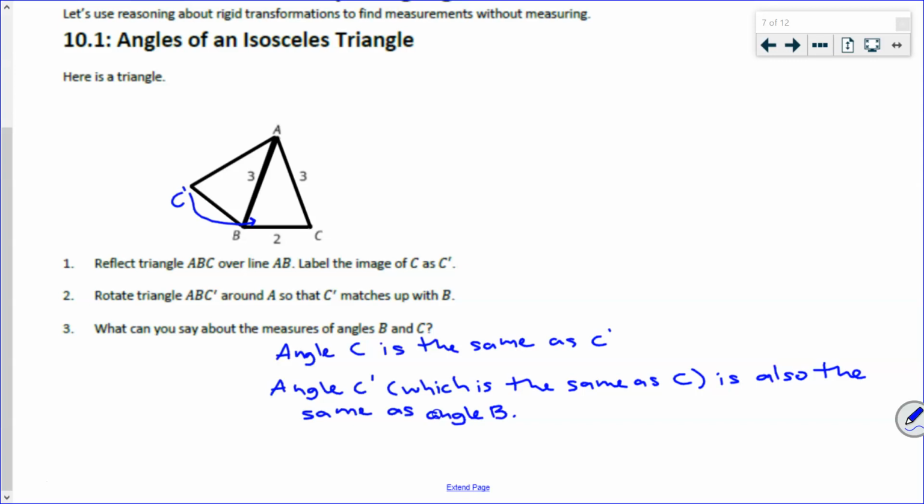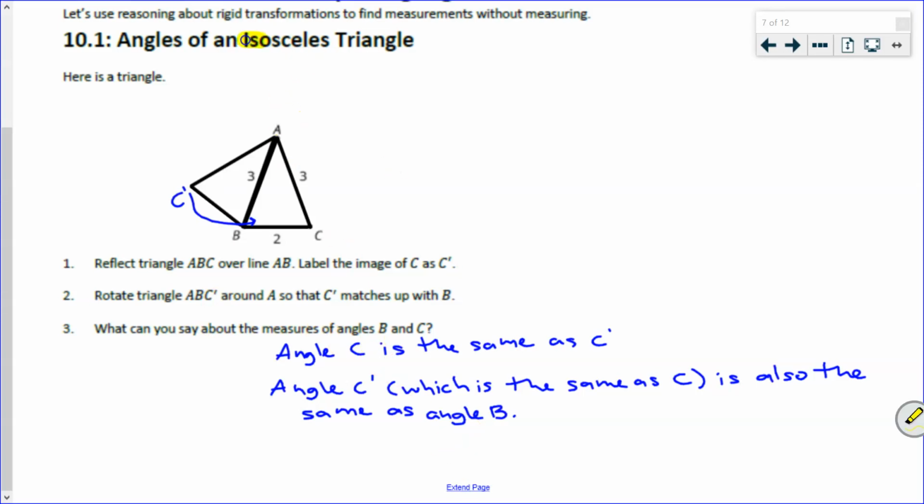So again, that kind of expresses and models what we're trying to show up here, finding measurements without actually measuring. I don't have to measure and use a protractor to know that C and B are the same when I can use those rigid transformations to prove that. And so that kind of leads us into something that's going to come up again later.